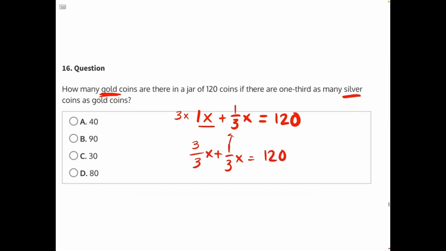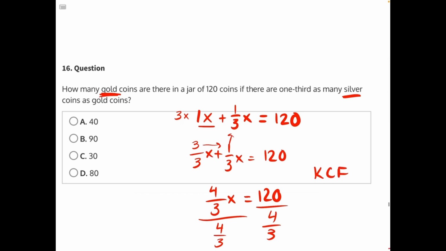So now we can add. 3 plus 1 will give us 4. The denominators stay the same. 4 over 3 x equals 120. And now, as our final step to solve, 4/3 is being multiplied to x. So now we need to divide both sides by 4 over 3. And you'll see whenever we're dividing by fractions, we need to actually multiply by the reciprocal. Remember our keep, change, flip?